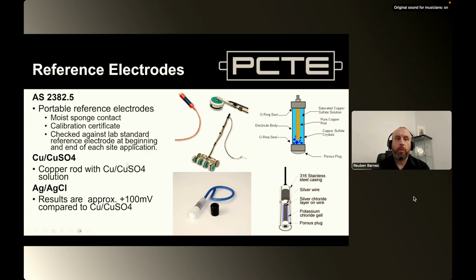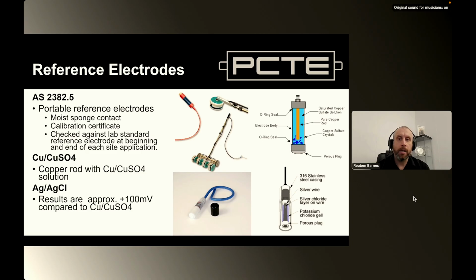Let's talk a little bit about the reference electrodes. I think this is an important thing and it tends to get forgotten. I don't know how many people actually report what type of reference electrode they've used during their measurements, and it's quite an important thing. So first things, obviously we have our Australian standard 2382.5 for portable reference electrodes. We require moist sponge contact. We need a calibration certificate, which is always important. And we need the ability to check it before and after using a standard reference electrode.